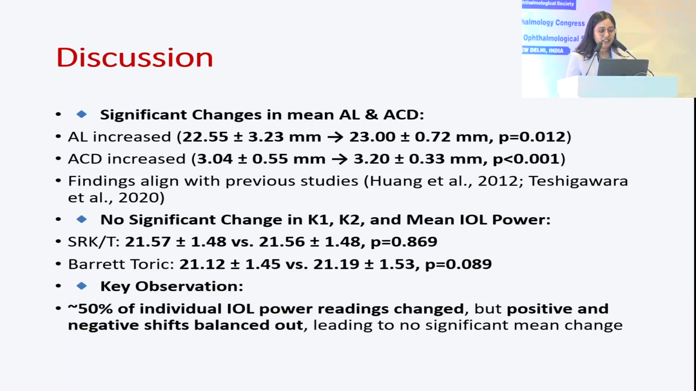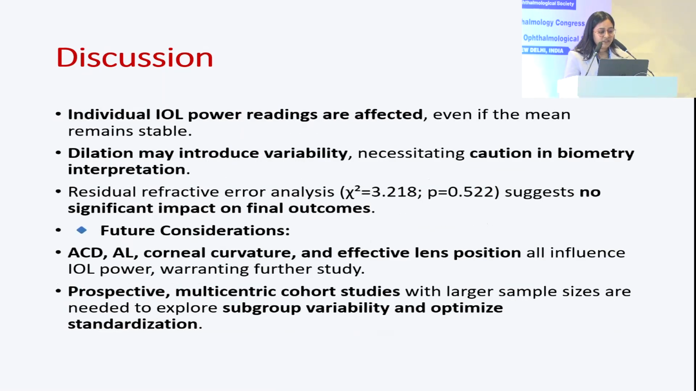Our findings that AL and ACD were significantly changed aligned with the previous studies by Huang et al. and Teshigawara et al. But there was no significant change in K1, K2 or mean IOL power using SRK/T or Barrett formula. However, 50% of readings got changed, as I already mentioned. So individual IOL power readings are being affected even though we are not seeing any change in the mean values. Dilatation may introduce variability, necessitating caution in biometry interpretation.